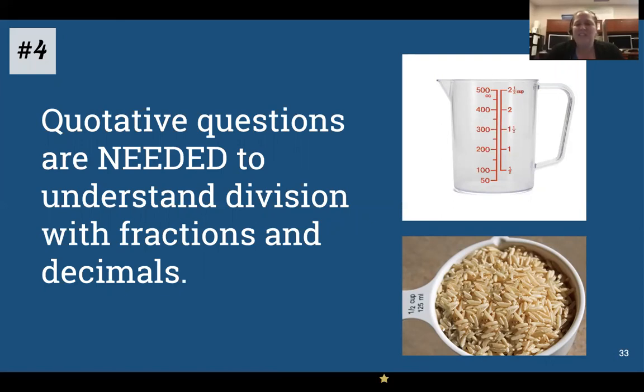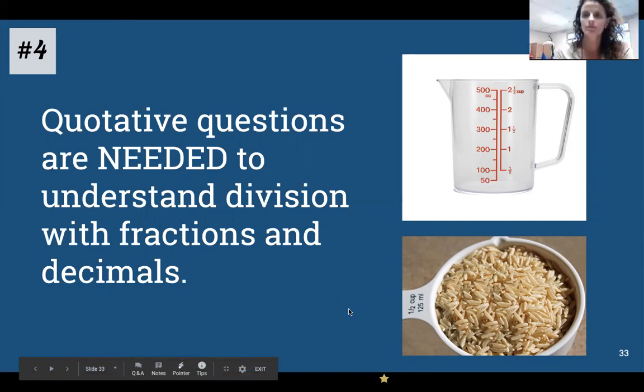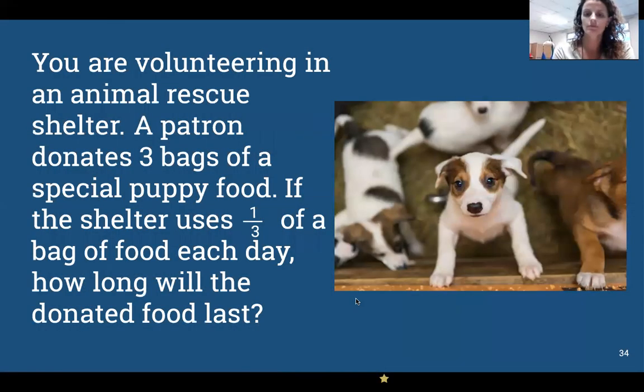So here's an example. We've got a half. How many half cups of rice would fit into the 2.5 cup measure? You know, how many scoops would I need? So there's a quotative example that's absolutely necessary for our kids to understand division with fractions. Yeah, that's a good one.